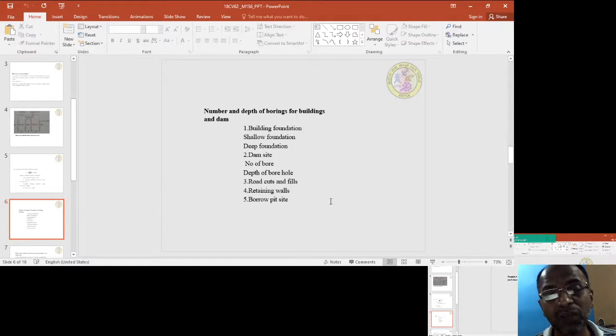Coming to the number of boreholes, as per previous geotechnical investigation reports and the International Society of Soil Mechanics and Foundation Engineering guidelines, we have to dig one borehole per 0.4 hectare.